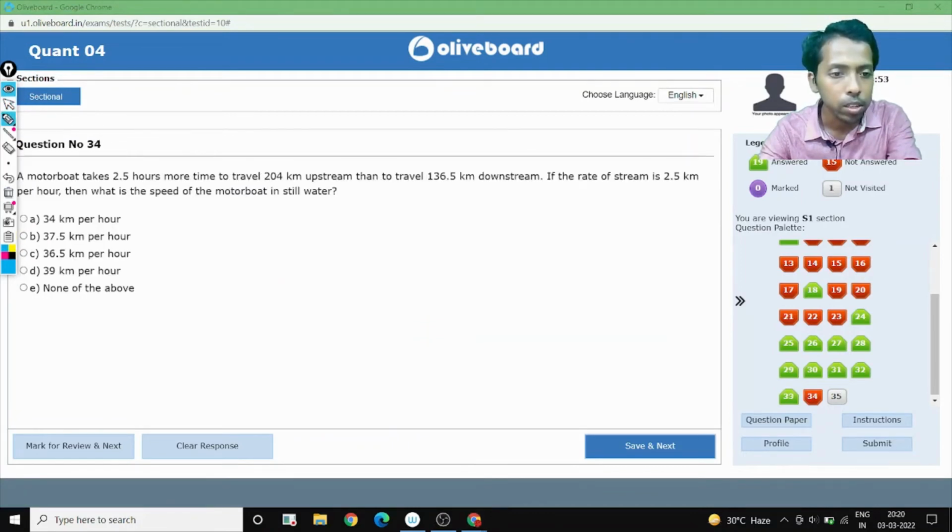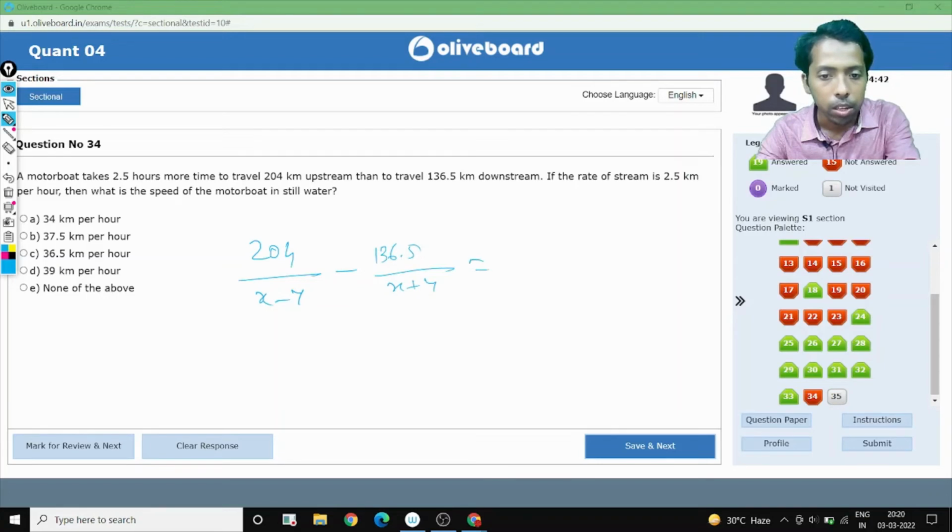A motorbike takes 2.4 hours more to travel upstream. Okay. This is x minus y, 136.5 divided by x plus y, and this is 2.5 hours. If the stream is 2.5, this is 2.5, this is 2.5. Now what is the speed in still water? Okay, so that is 35. If 35, then 7. So no, this may be giving some awkward answer here. And now 34, that is 31.5, 36, that is 34, 17. Yeah, this satisfies. 17.